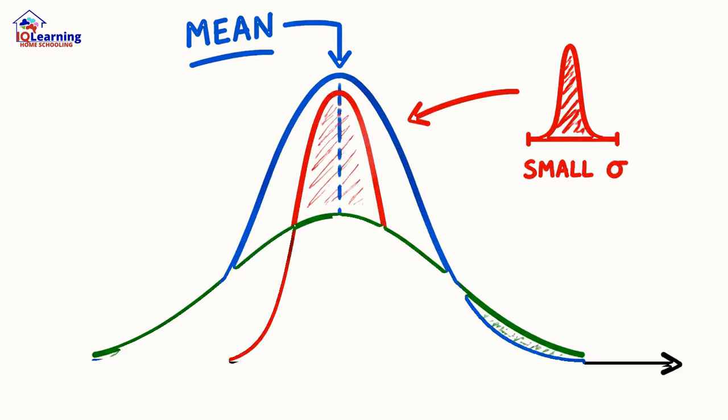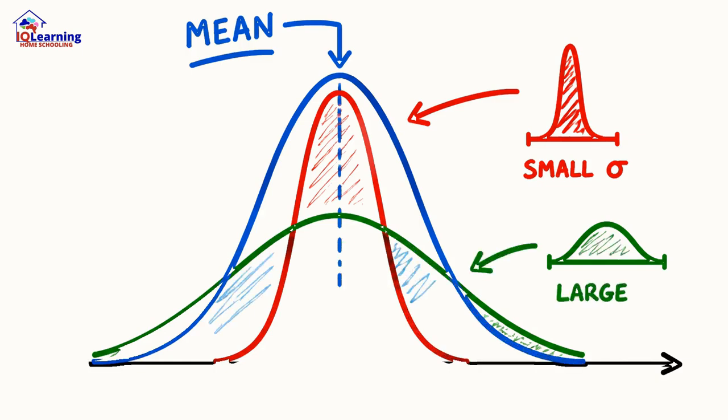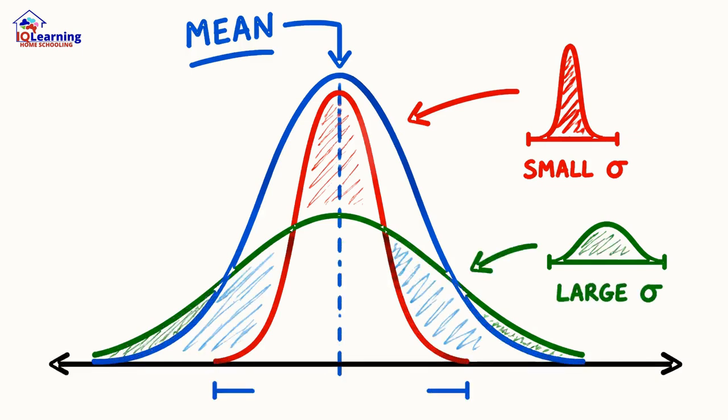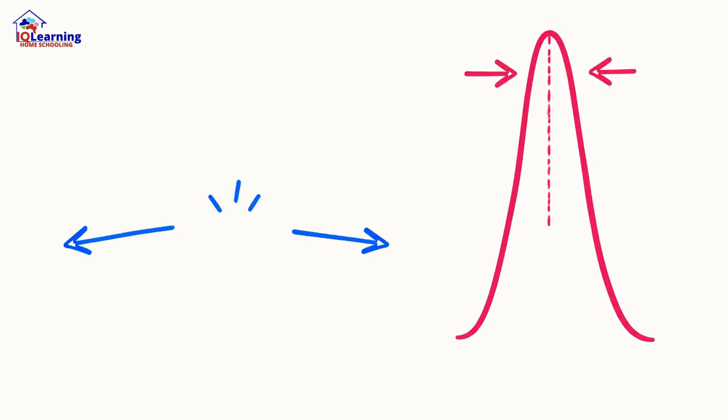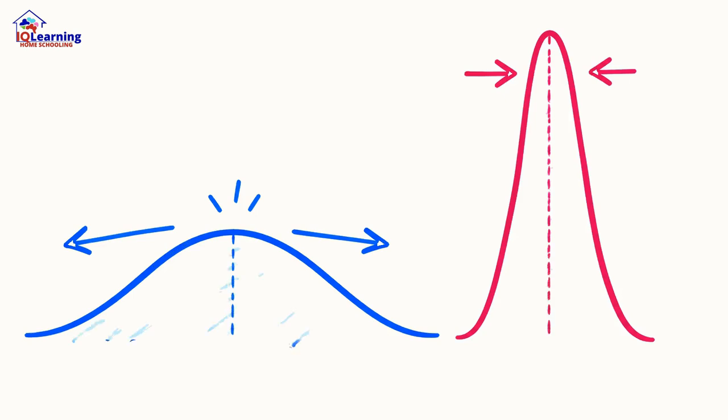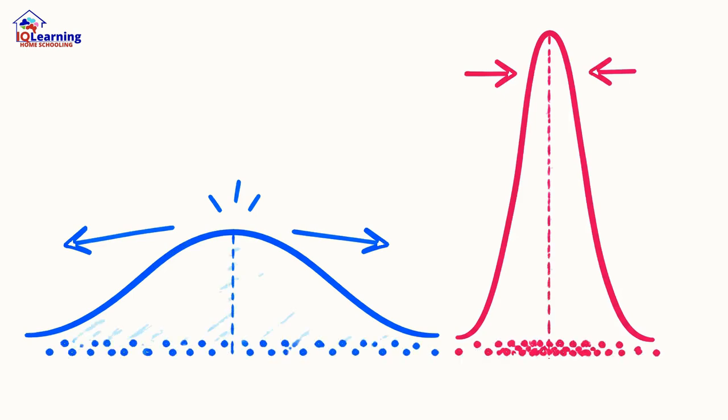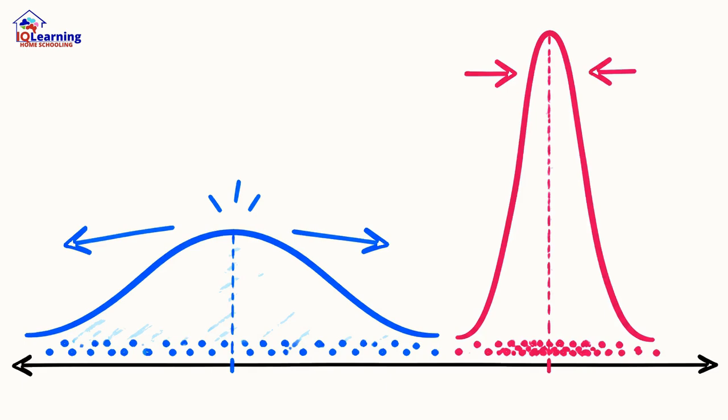The mean tells you its center, the peak where the average value lies, the standard deviation controls its width. A large standard deviation creates a short, fat curve, showing lots of variety. A small one makes a tall, skinny curve, with most values clustered tightly around the average.